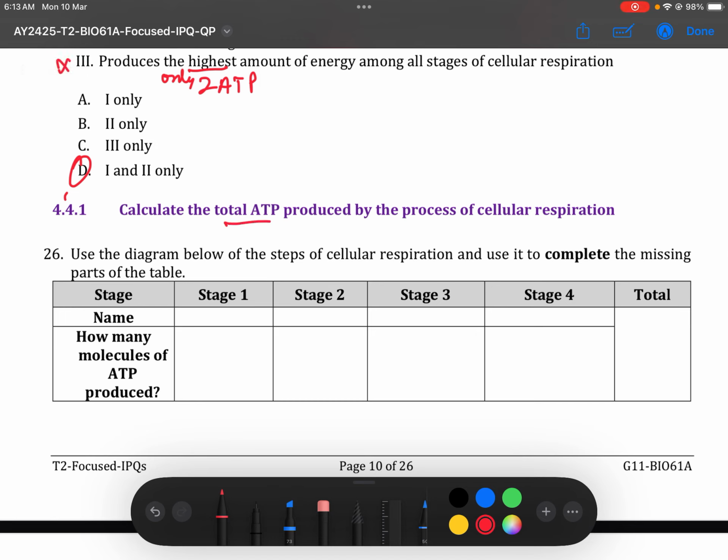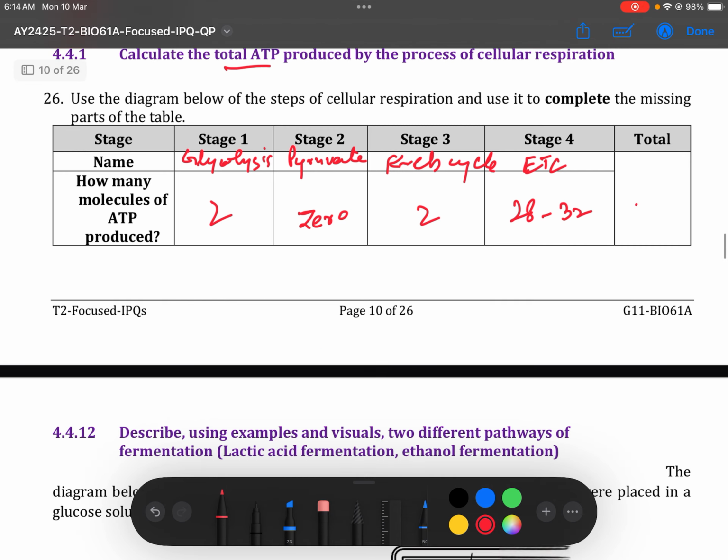Calculate the total ATP produced by the process of cellular respiration. So, okay, these 4 stages, please recall the names from above. How many ATP molecules? Stage 1 glycolysis, so 2, stage 2 pyruvate oxidation, so 0, stage 3 is Krebs cycle, that's 2, and stage 4 is ETC. Here it is arranged now. You can put 28 to 32, anything. Okay, so accordingly that will be the total.